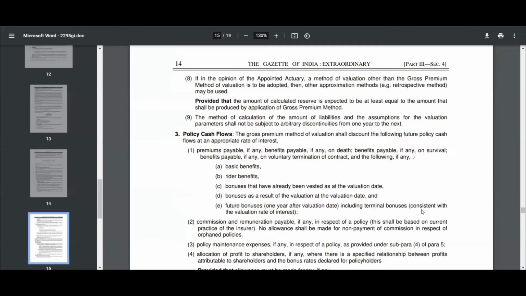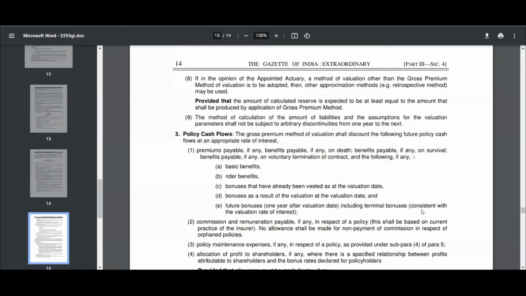The policy cash flows consist of expected future policy cash flows that will be discounted at an appropriate discount rate. The policy cash flows will consider the expected premiums payable by the policyholder, benefits payable on death, benefits payable on maturity, and benefits payable on voluntary termination of the policy, which is surrender. That would include basic benefits, rider benefits, bonuses vested at the valuation date, that is the bonuses which have already been declared, and future bonuses one year after the valuation date, including terminal bonus.